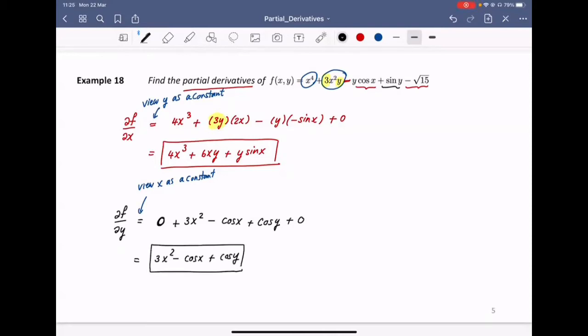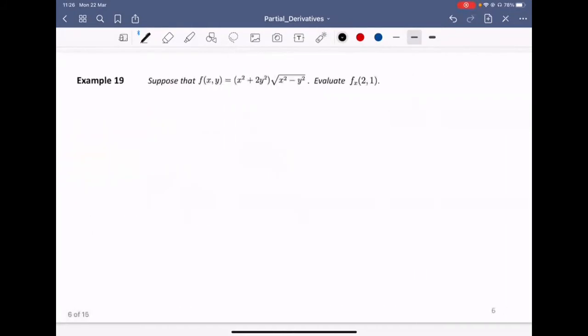I hope you can follow this, because you need to know how to find the partial derivative. It is pretty simple, as long as you know how to differentiate in one dimension. The new concept that you learned today is, if you want to differentiate with respect to x, just keep y fixed and view y as a constant. You just differentiate like that. And then you learn how to differentiate with respect to y, which is the case where you view x as a constant. So let's do one more example before we move on.